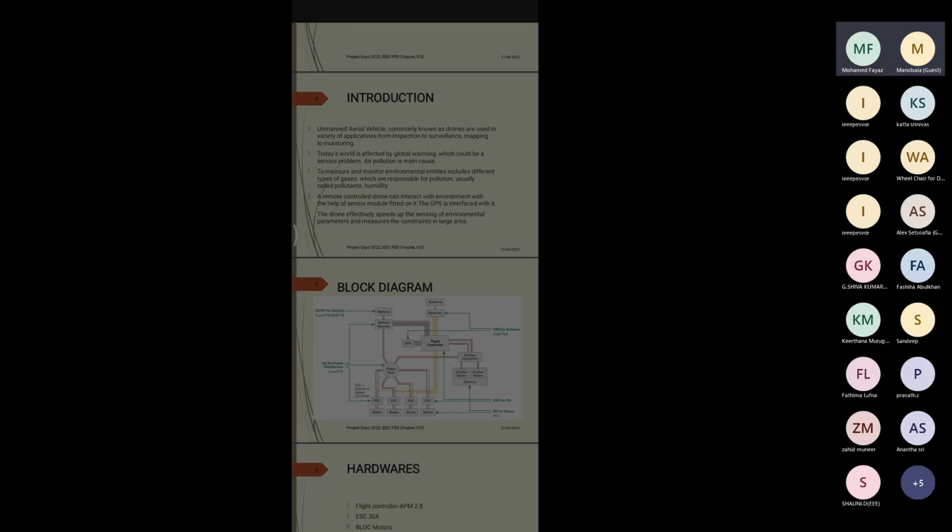The GPS is interfaced with it. The drone efficiently speeds up the sensing of environmental parameters and measures the concentration in a large area.